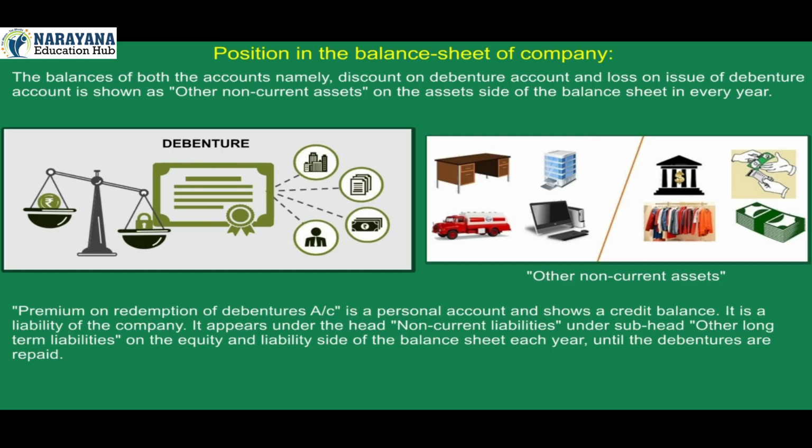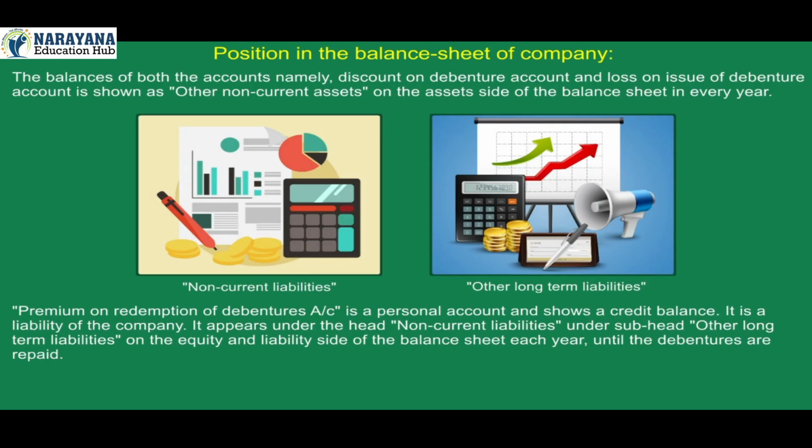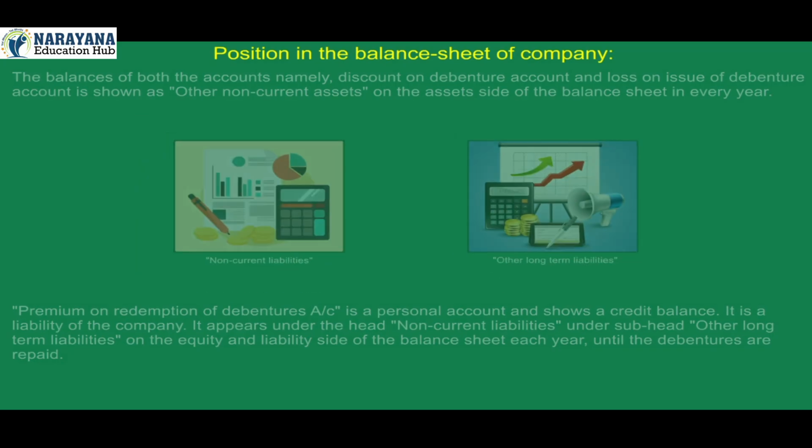Premium on redemption of debentures account is a personal account and shows a credit balance. It is a liability of the company. It appears under the head non-current liabilities under subhead other long-term liabilities on the equity and liability side of the balance sheet each year until the debentures are repaid.